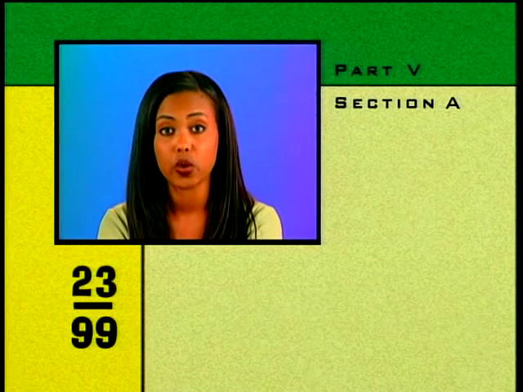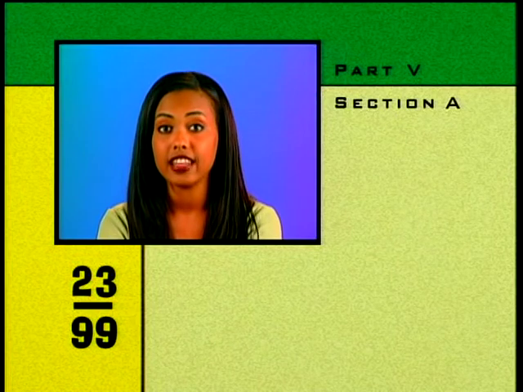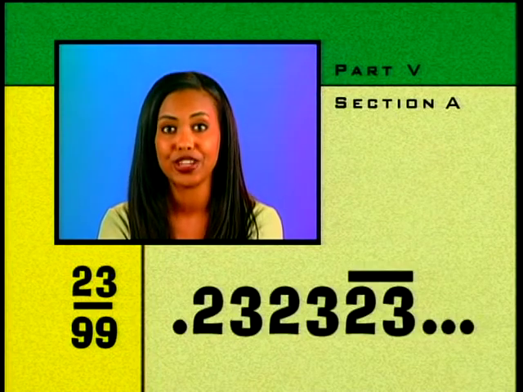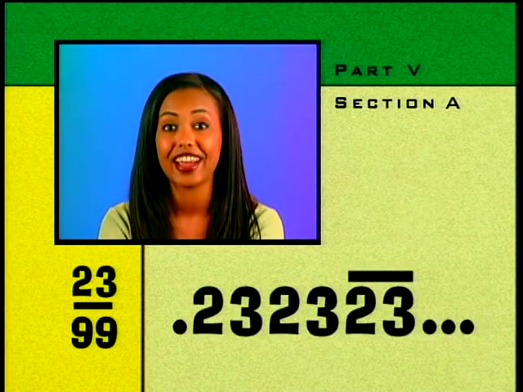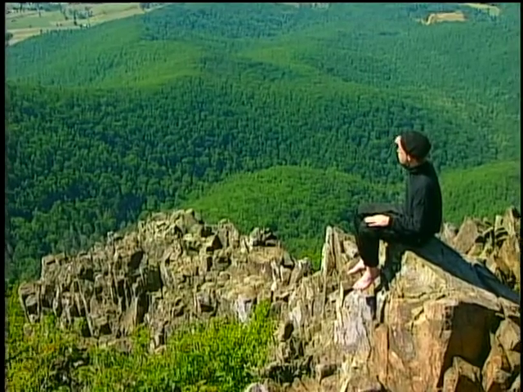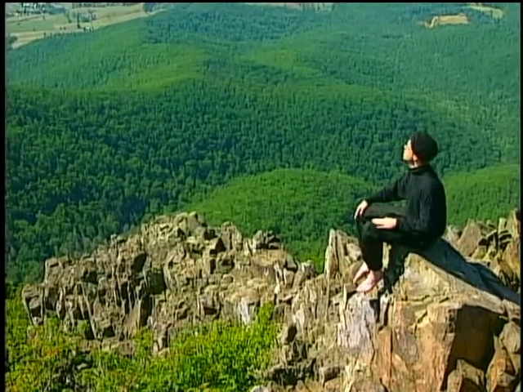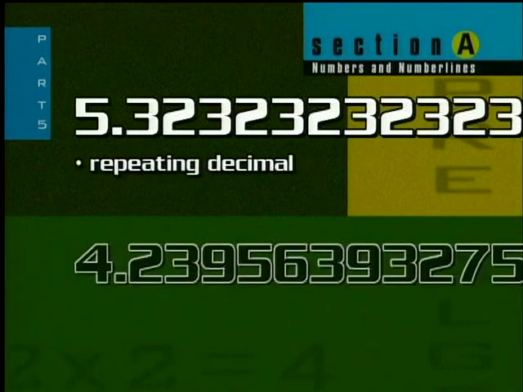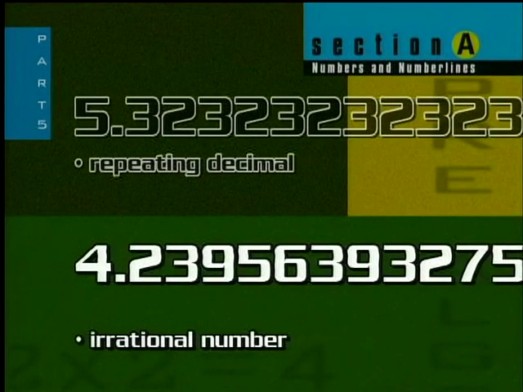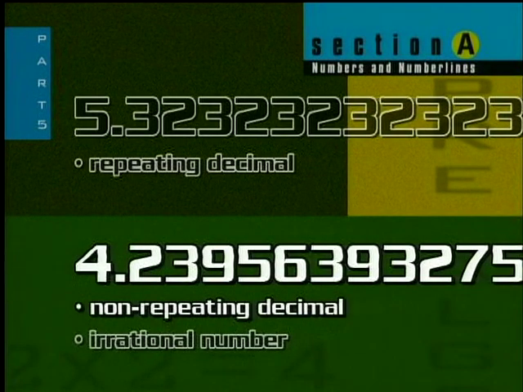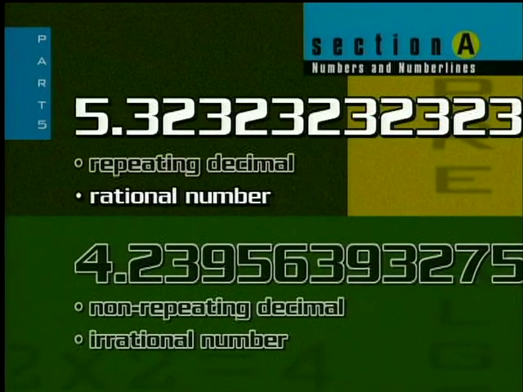Same with the fraction 23 over 99. If we divided this out, we'd continue to get 0.23232323 forever. Forever is a long time. So both a repeating decimal and an irrational number go on forever, but the non-repeating decimal is an irrational number while the repeating decimal is a rational number.